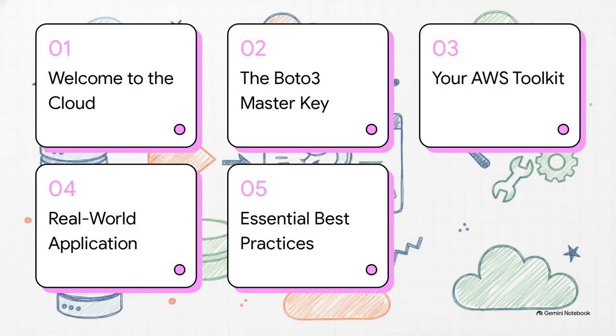Okay, so here's our roadmap for today's explainer. We're going to start with a quick welcome to the cloud. Introduce boto3 as your master key. Unpack your new AWS toolkit, walk through a real-world application, and then, finally, lock it all down with some essential best practices. Let's get into it.